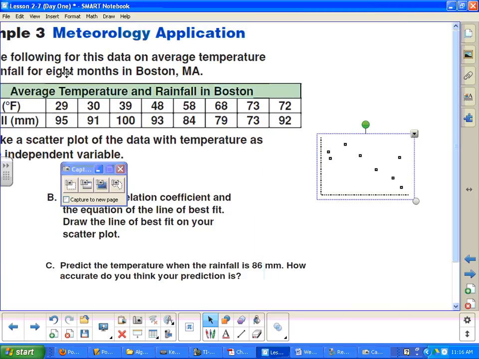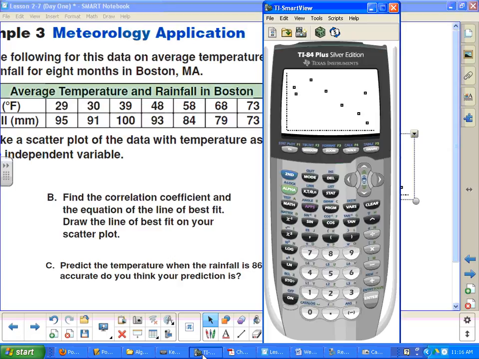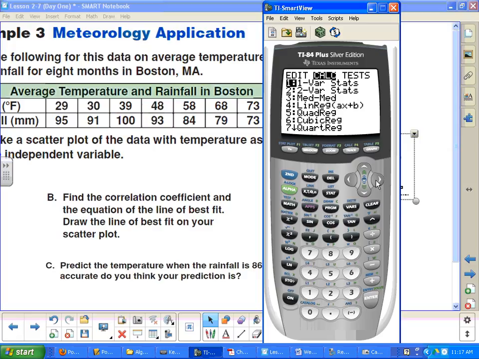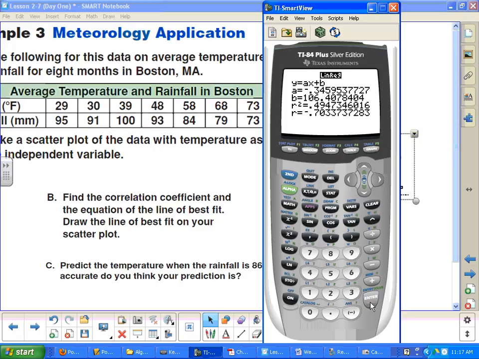All right, so first they said make a scatter plot. We did that. And then it says find the correlation coefficient and the equation of the line of best fit. So to find the line of best fit and the correlation coefficient, we're going to do stat, over to calc, and linear regression, number 4. You can just press number 4 here if you want. And then we're going to put y1 there again. So alpha, trace, and y1. And then we're going to find it.